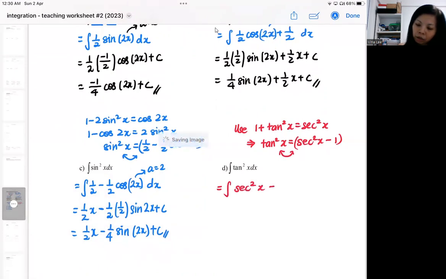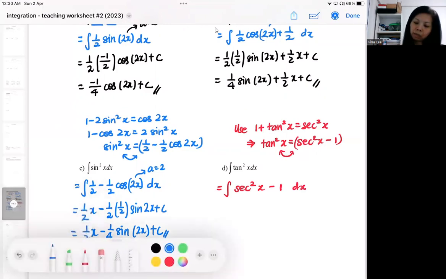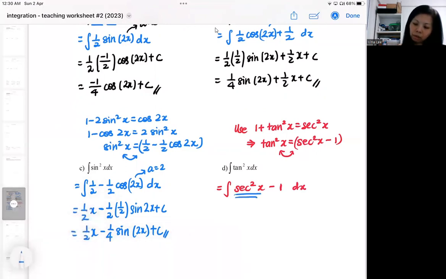So I'm changing it to this one. Reason is because I know how to integrate a secant square. So secant square is part of the basic block. So if I integrate secant square, I just get a tangent x.